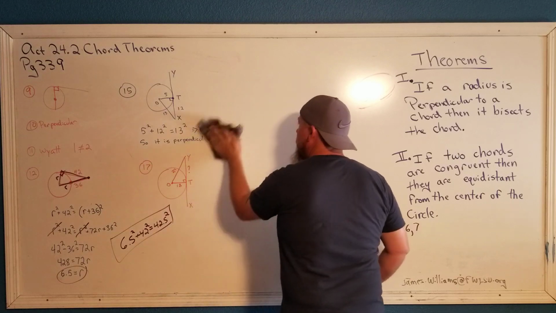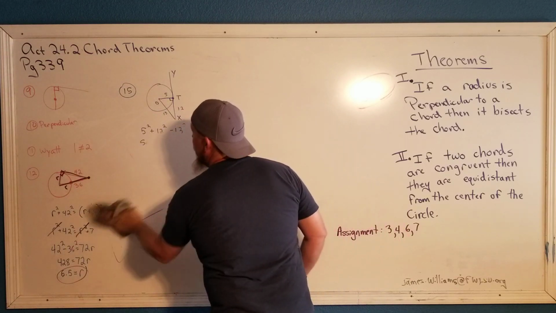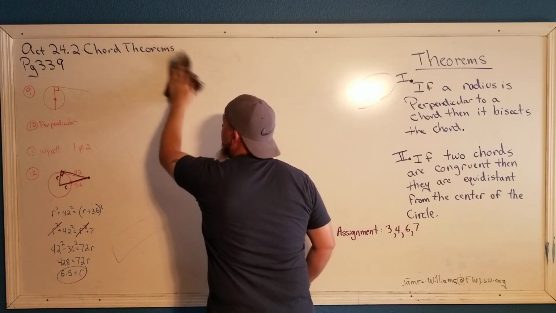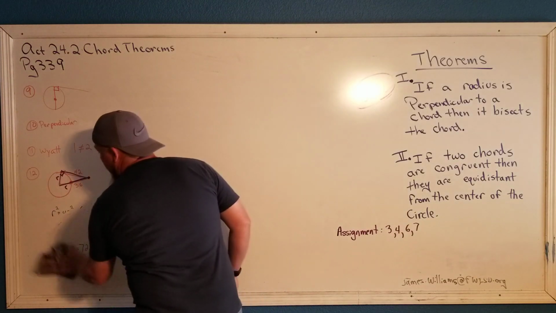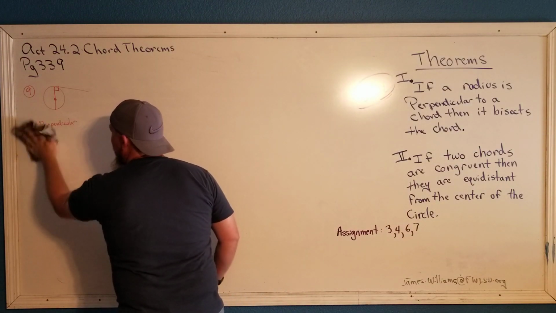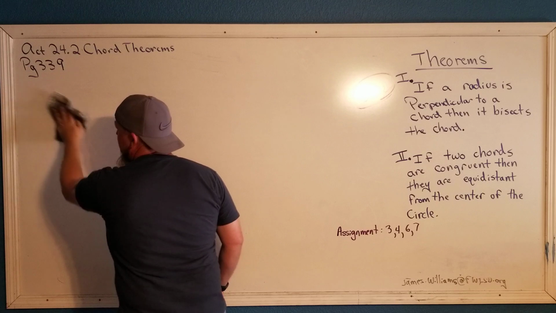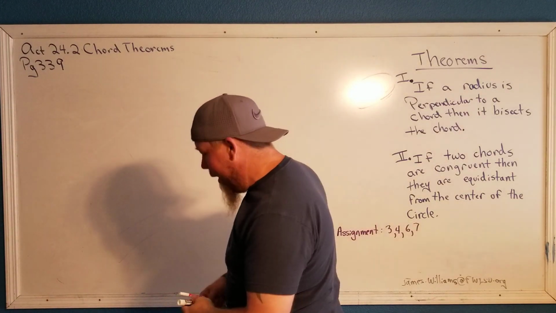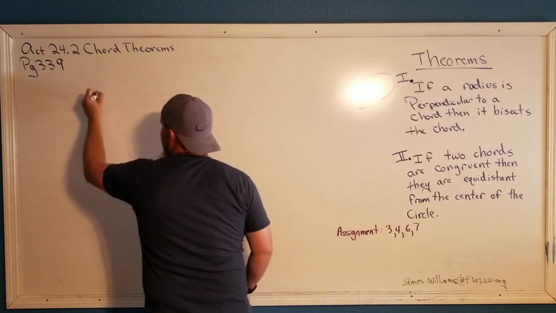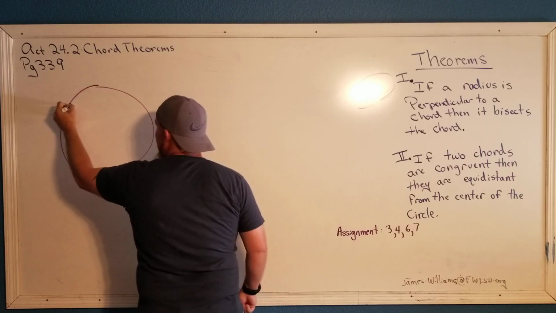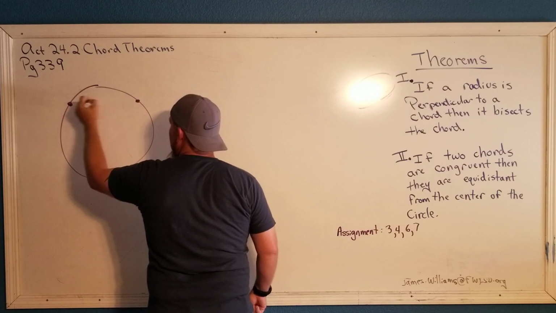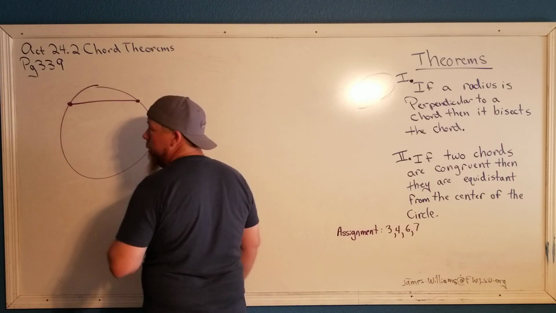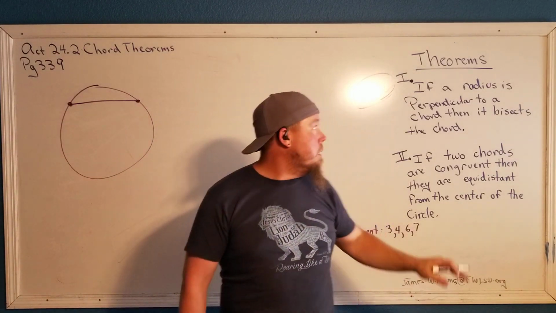Let's go ahead and talk about 24.2. 24.2, we're looking at page 339. And what we're looking at is theorems about chords. So let's just remember, what is a chord? A chord is a segment whose endpoints are on the circle. So let's draw a chord, yeah? We're going to have 1 point here, 1 point here, and we connect those dots. That's a chord, okay? Now let's talk about these two theorems.